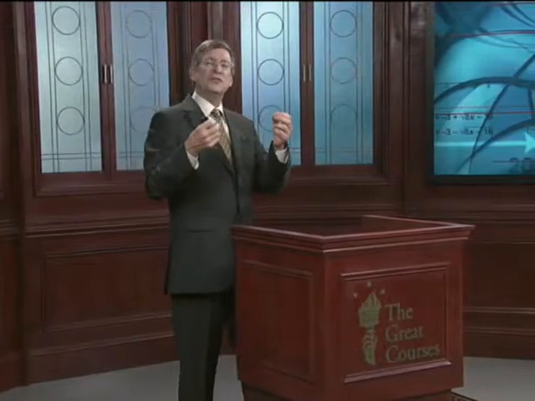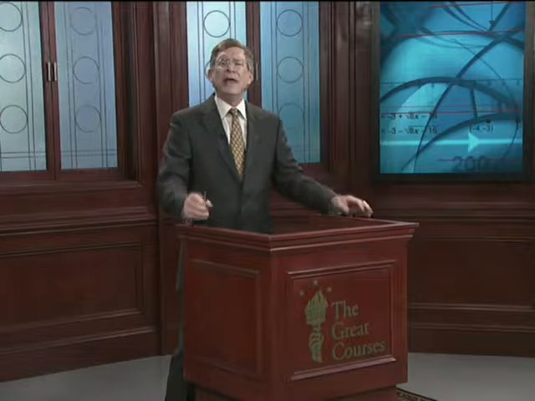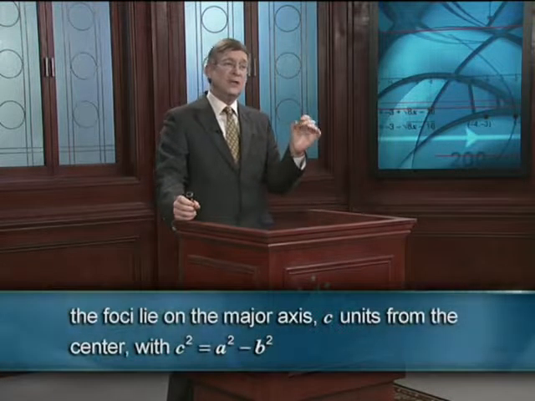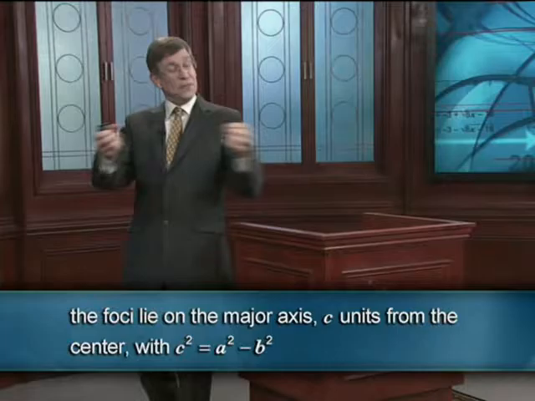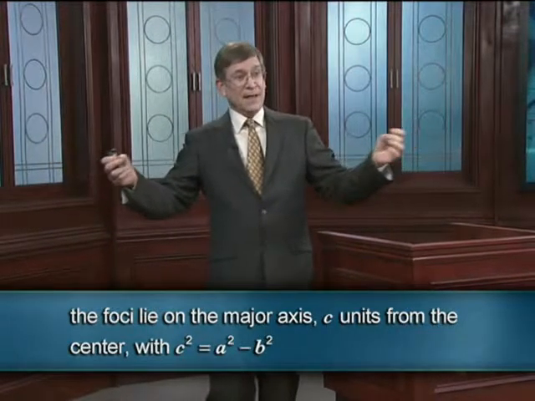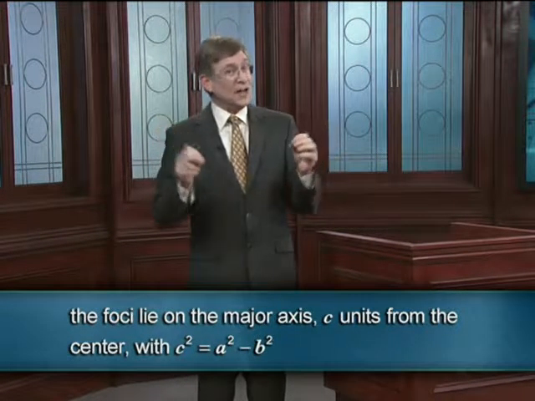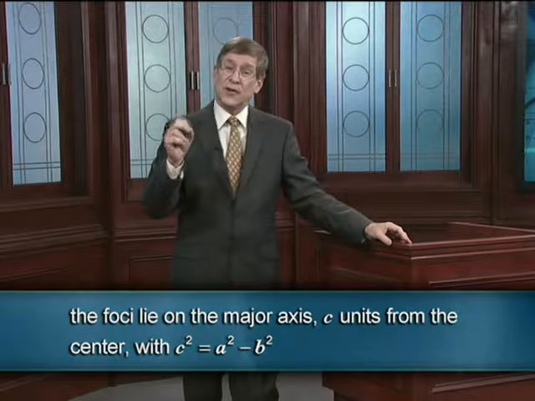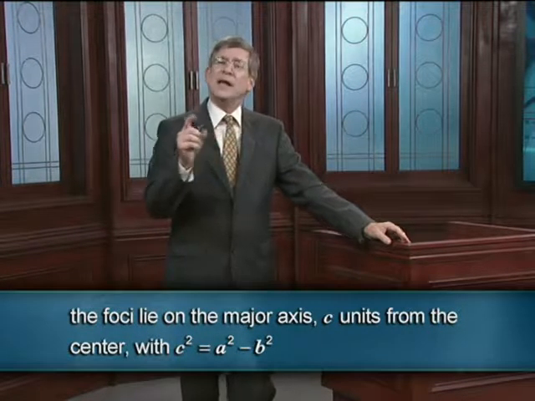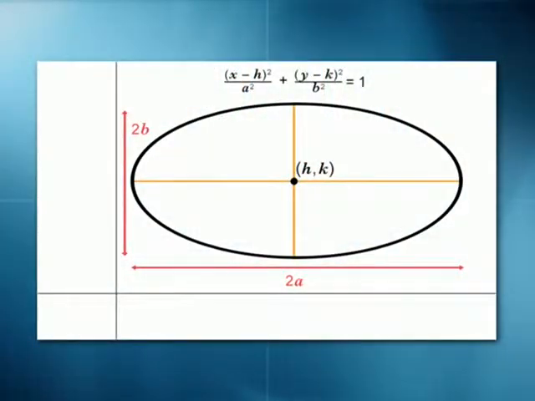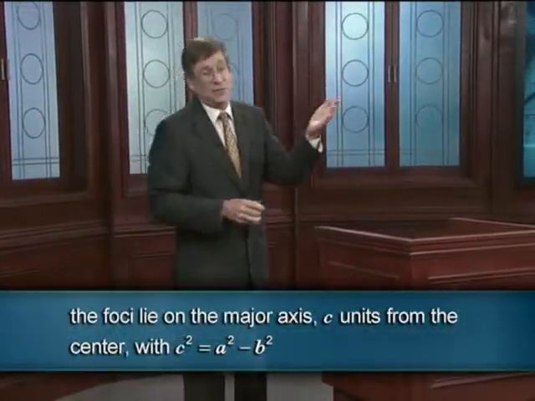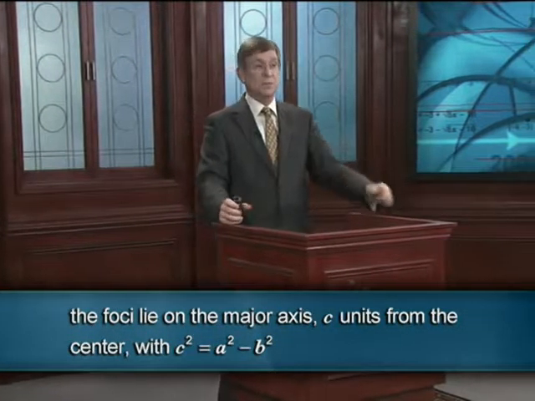Now remember those foci that gave rise to this definition of an ellipse. Where are they located? Well, there's an equation relating the foci with A and B. The foci lie on the major axis, that's for sure, and they're C units from the center, where C squared equals A squared minus B squared. Remember that A was bigger than B. A is the major axis, 2A is the major, 2B is the minor. So C squared, that's a positive number, thank goodness. It's A squared minus B squared.